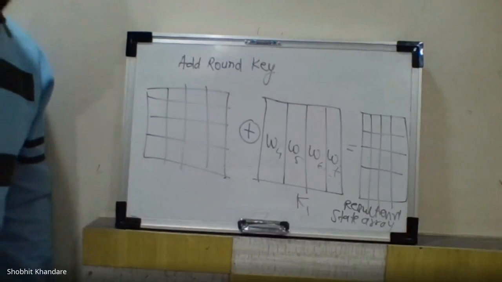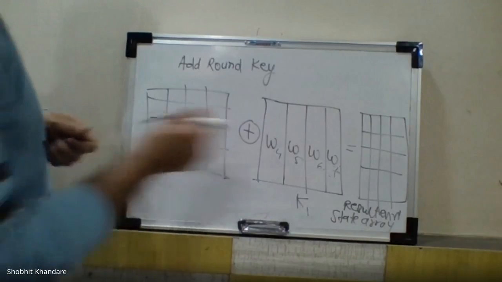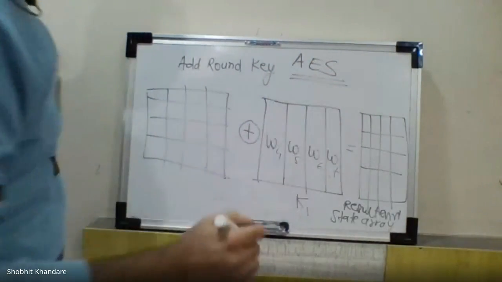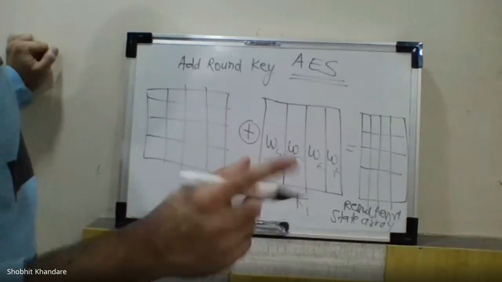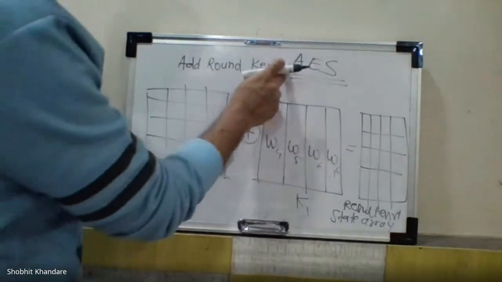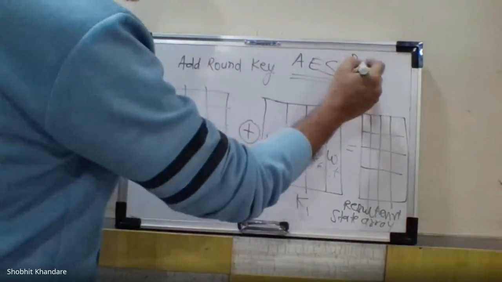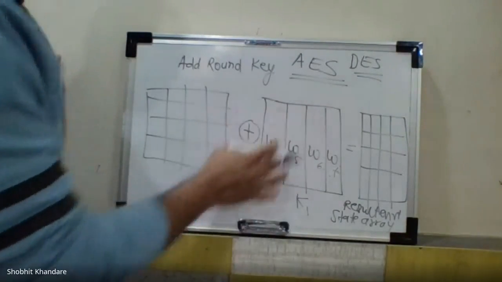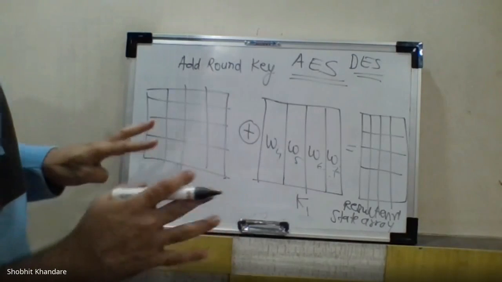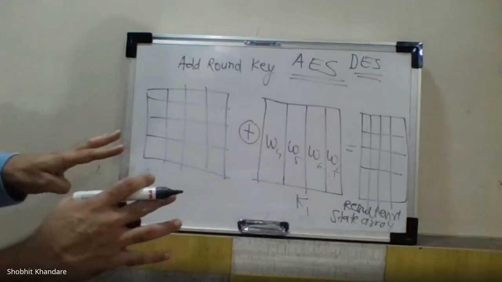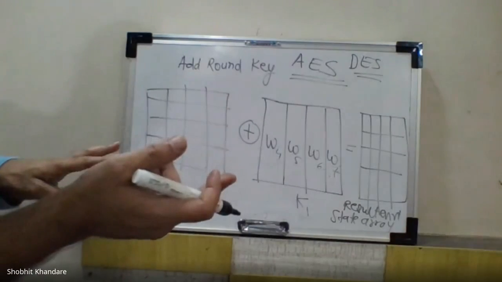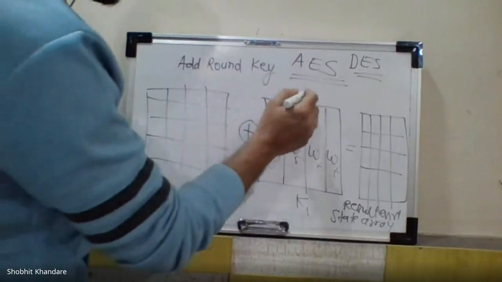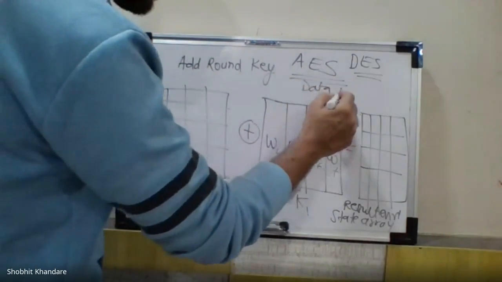So here we have ended with the Advanced Encryption Standard. Do not forget, 100% of the questions are asked on this, about the Advanced Encryption Standard or Data Encryption Standard. So with this we have completed the topic of data security.